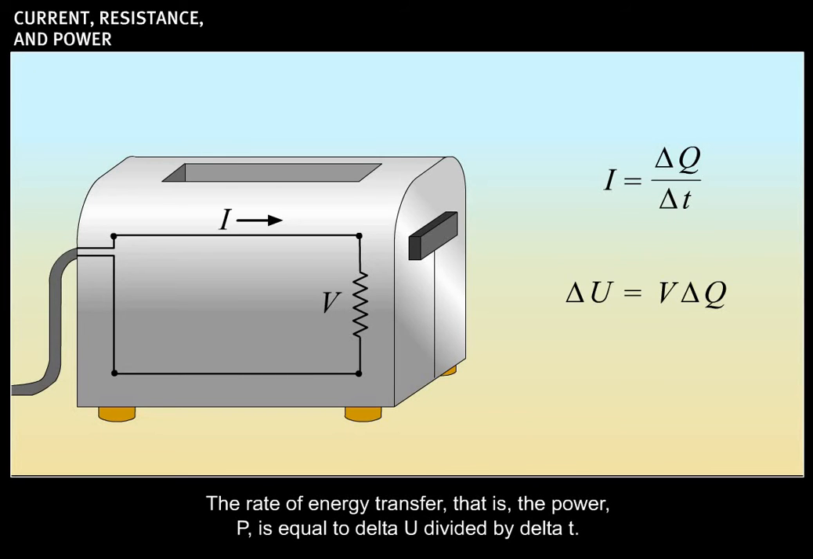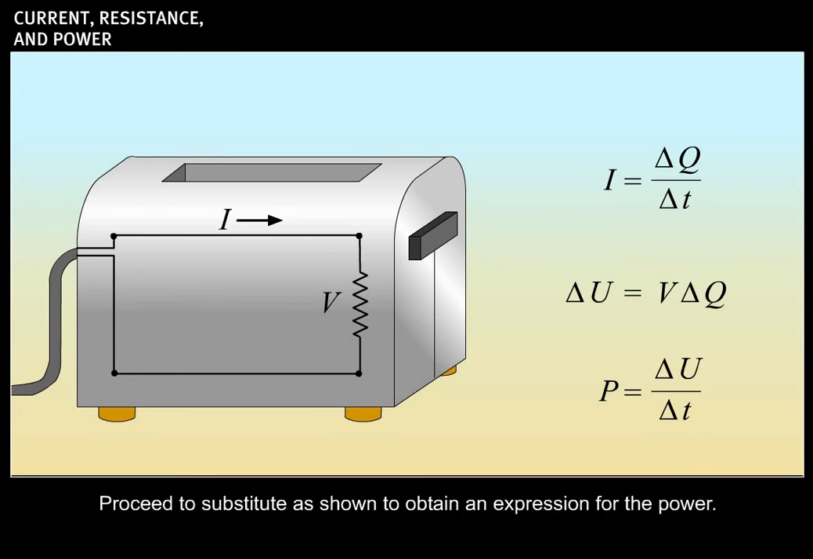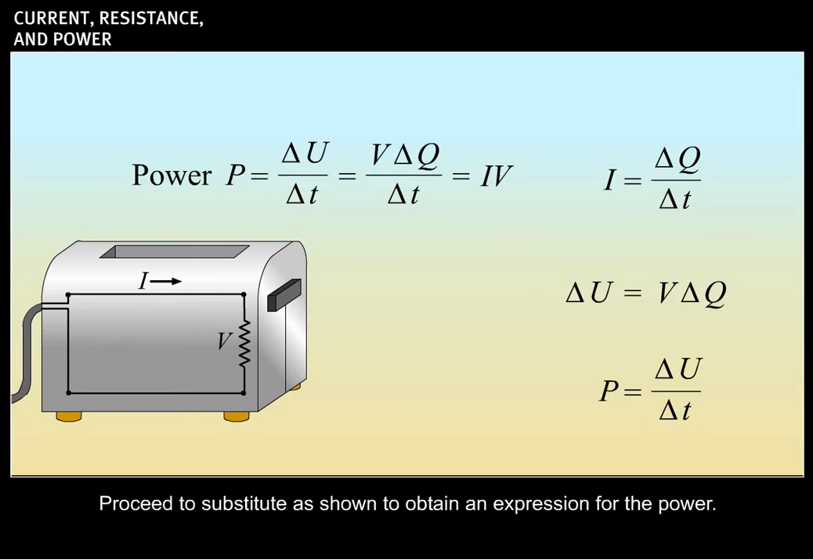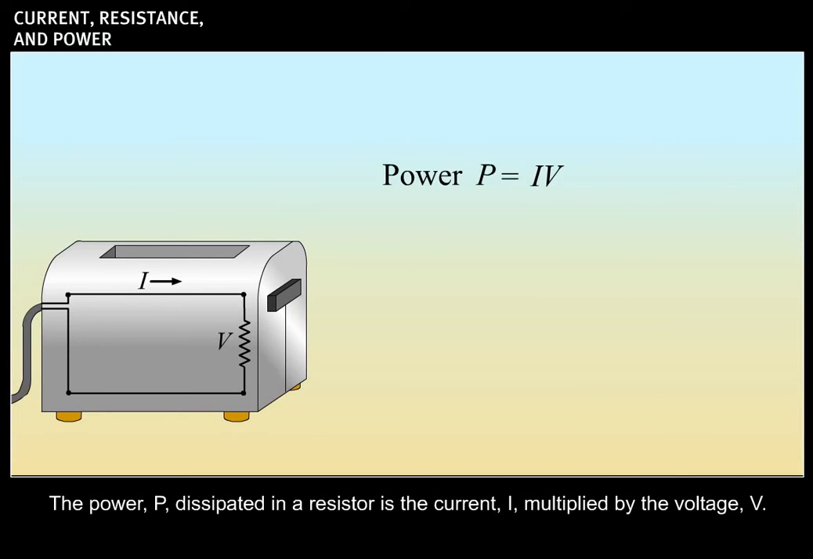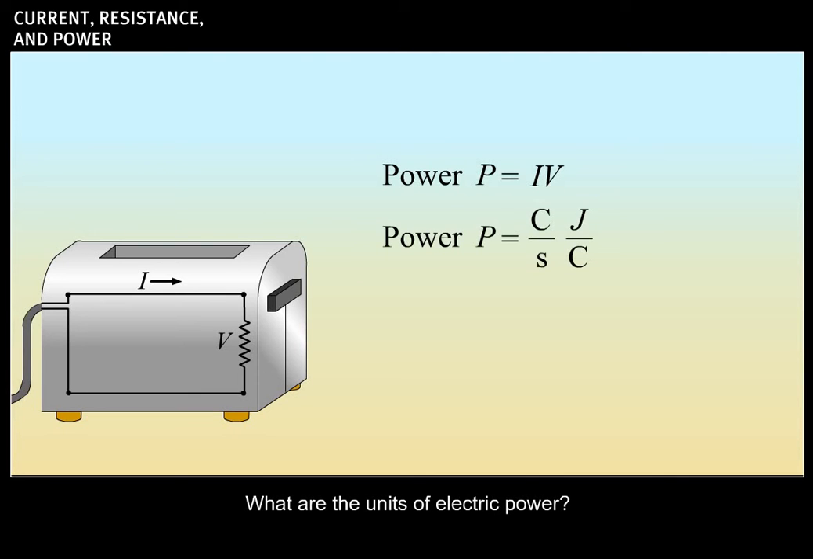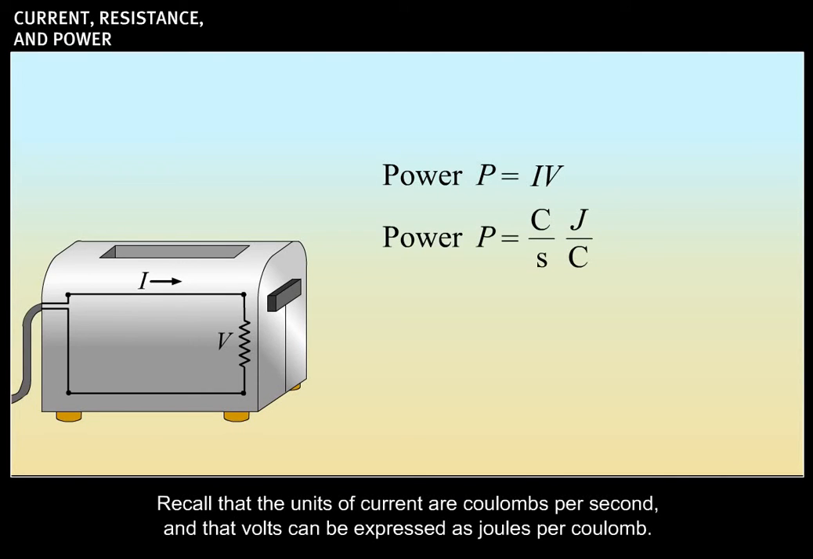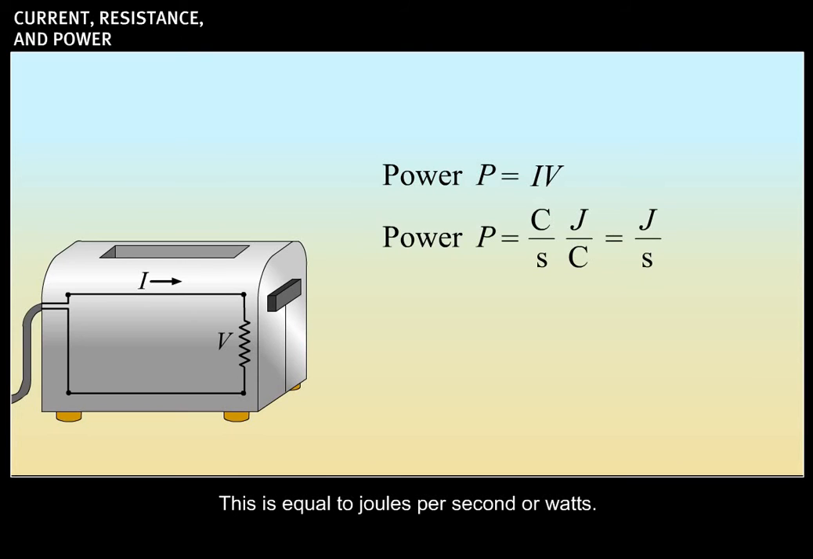The rate of energy transfer, that is, the power, P, is equal to delta U divided by delta t. Proceed to substitute as shown to obtain an expression for the power. The power P, dissipated in a resistor, is the current I multiplied by the voltage V. What are the units of electric power? Recall that the units of current are coulombs per second, and that volts can be expressed as joules per coulomb. This is equal to joules per second, or watts.